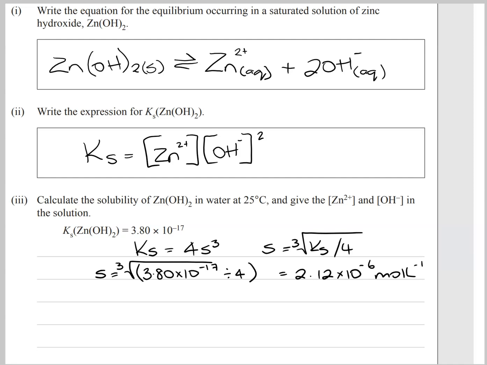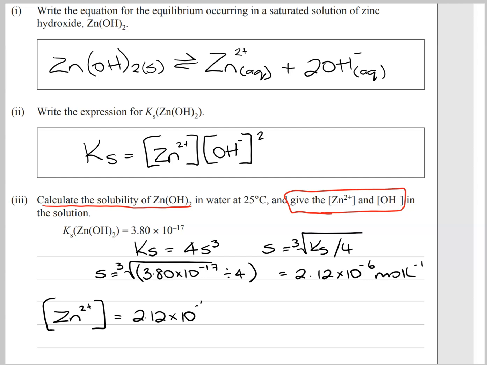Now that is not what the question is actually asking, however. The question is asking you to give the concentrations of zinc 2 plus. So you've done part of it, you've calculated the solubility at this point, but you also have to give the concentrations of zinc 2 plus and hydroxide in the water. So we know that zinc is equal to S, so that is 2.12 times 10 to the minus 6 mole per litre, and hydroxide we know is 2S, so that is going to be equal to 4.24 times 10 to the minus 6 mole per litre.